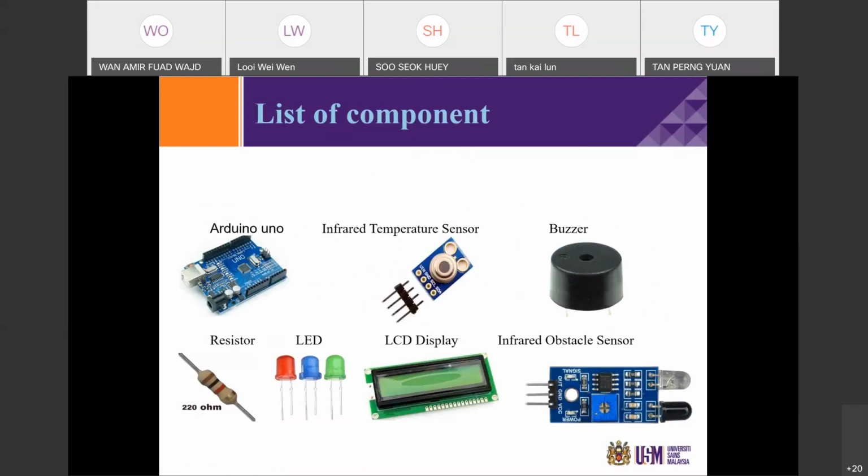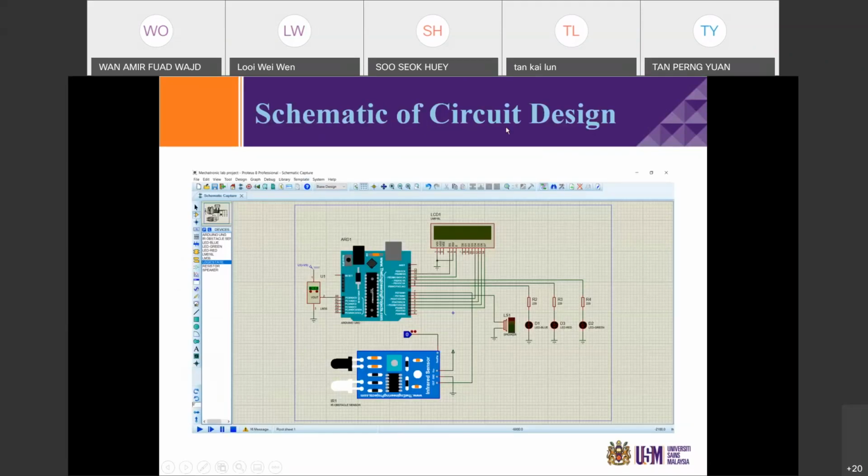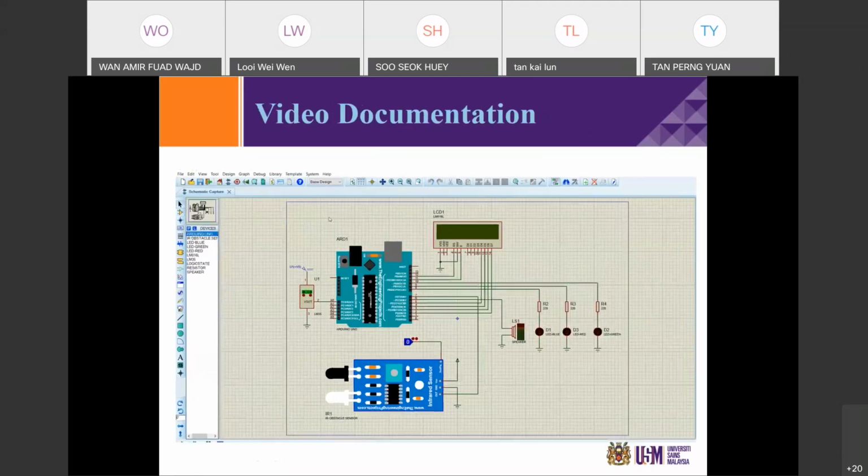So next, Kai Lun will present. Good morning, Doctor. My name is Kylon. These are the components that we use in our project: Arduino Uno, infrared temperature sensor, buzzer, resistor, LED, LCD display, and infrared obstacle sensor. Next. This is our design circuit, which is set up with the components in the previous slide. Next. Then I will play the video documentation of my simulation part.